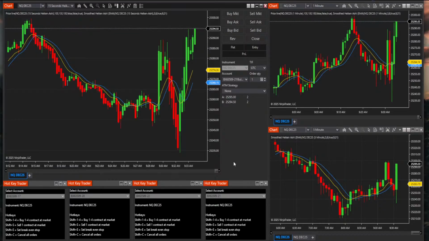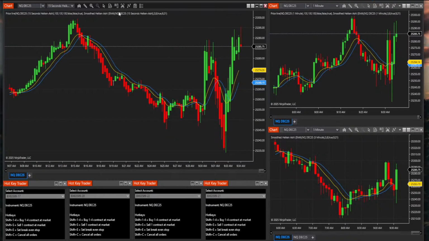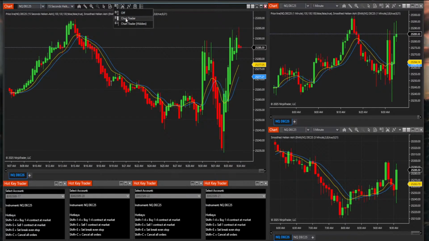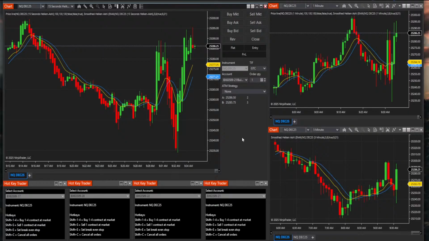Let's see what we can get here. In this hotkey trader, the hotkey trader can't be clicked on into the chart here. Also, you need to have the chart trader on. So you need to come over here. If you have the chart trader off, you need to have the chart trader on. It's not ready for download. I'm just testing this out. But it has to be on, okay?